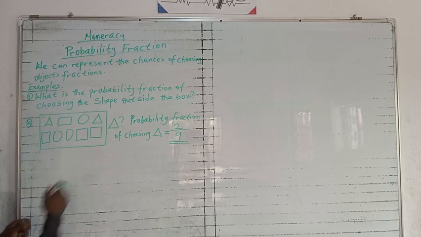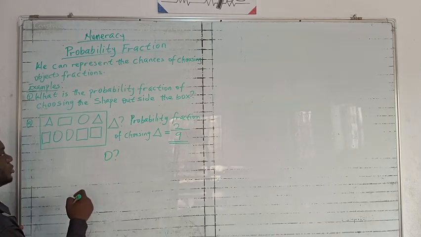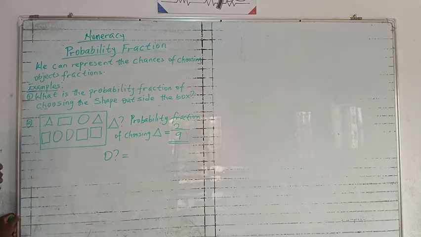Now, as I said, of choosing a circle, you simply tell me the probability fraction will now become what?